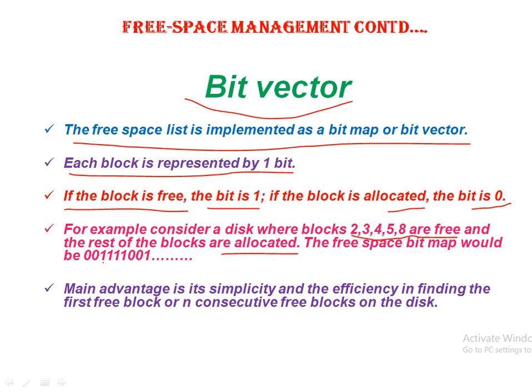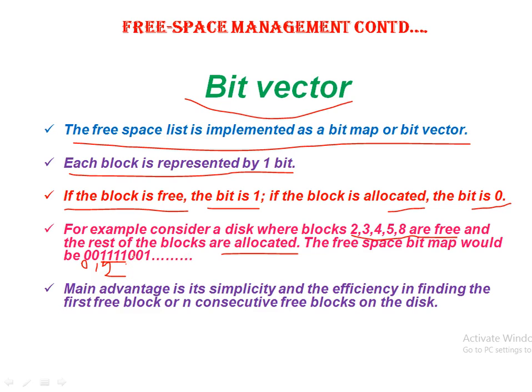So here, this is my 0th block, and it is allocated. First block is also allocated. This is my second block, which is free. Third block, fourth block, fifth block, according to this example 2, 3, 4, 5, are all free. So I have represented it as 1, 1, 1, 1.